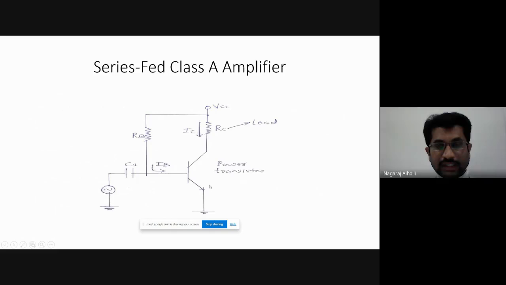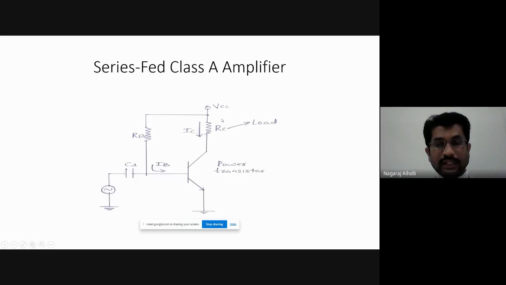Now, how do we find this collector to emitter voltage, the output voltage? We have to apply the KVL to the output path of the circuit. What is the output path? VCC through RC, VCE, then emitter to ground. This is the output portion of the circuit.